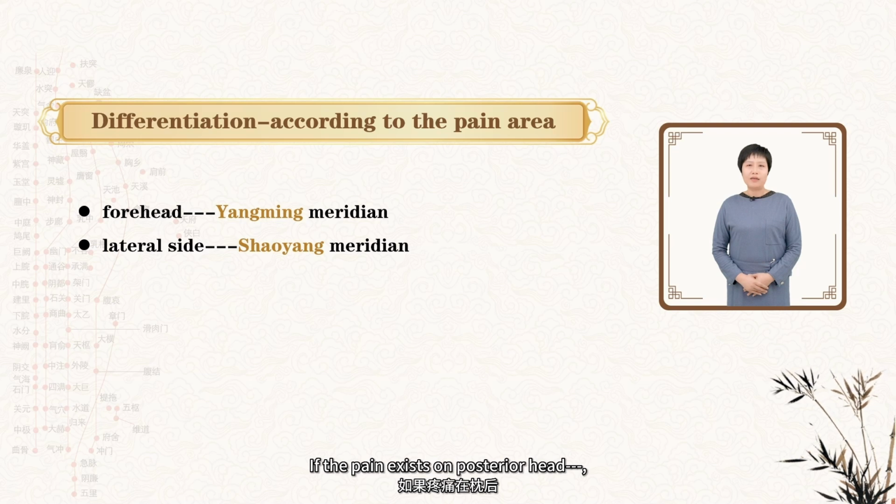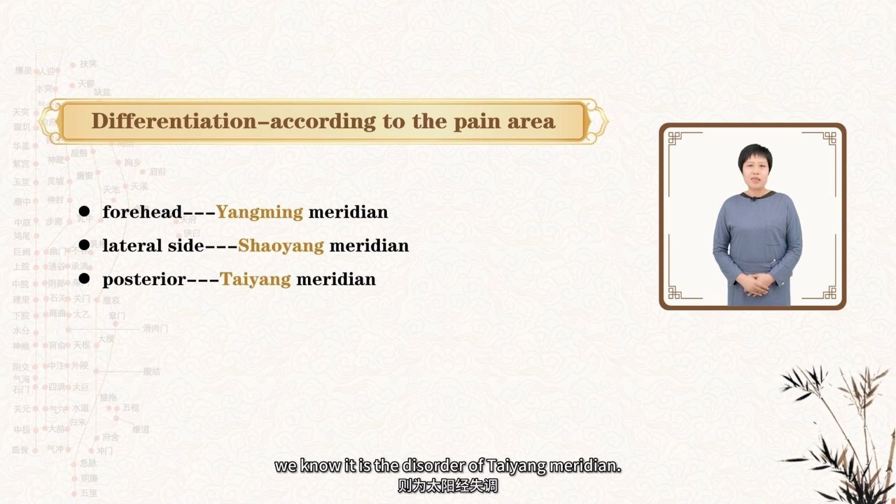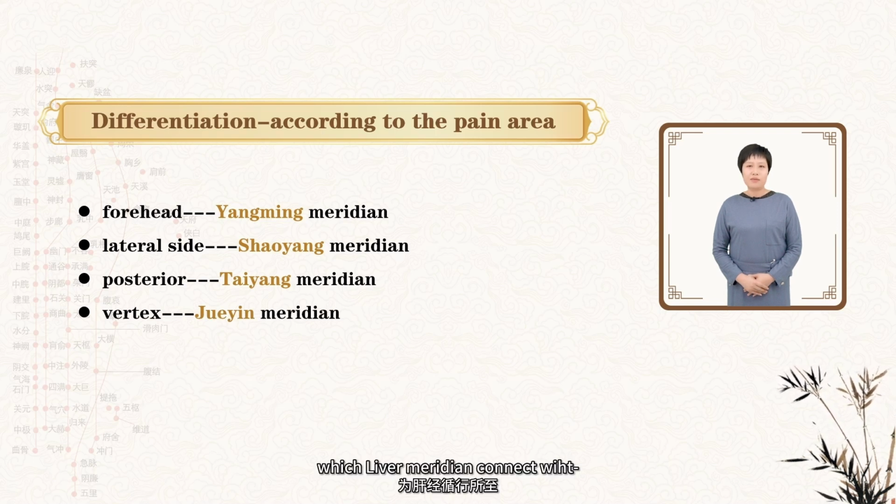If the pain exists on the posterior head, we know it's the disorder of the Taiyang meridian. And if the pain exists on the vertex, which the liver meridian connects with, we should regulate the Jueyin meridian.